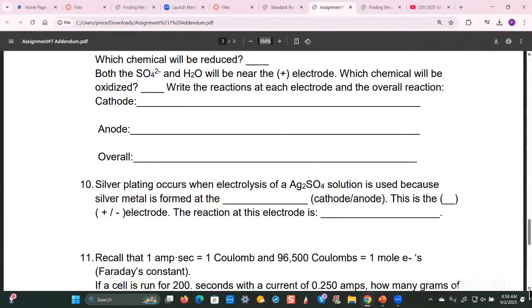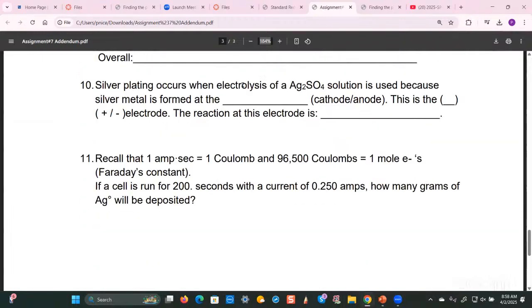Okay, so the next question, number 10, says silver plating occurs when electrolysis of silver sulfate solution is used because silver metal is formed at the, what do you think? Will silver be formed at the anode or the cathode? Now remember, silver is positively charged. So which electrode will it be attracted to? Cathode. Exactly. So the answer here will be the cathode.